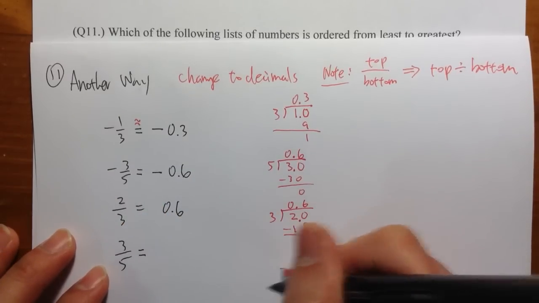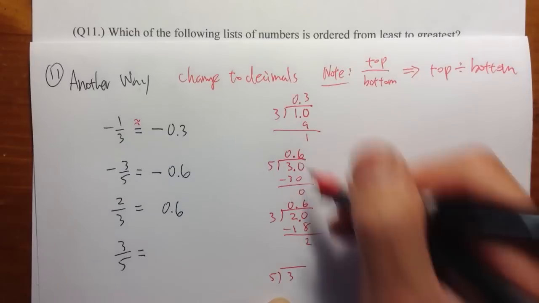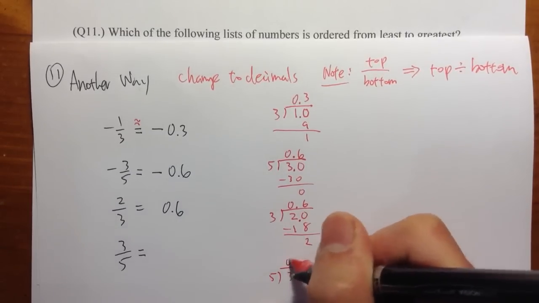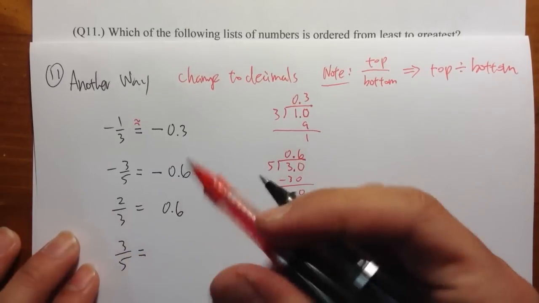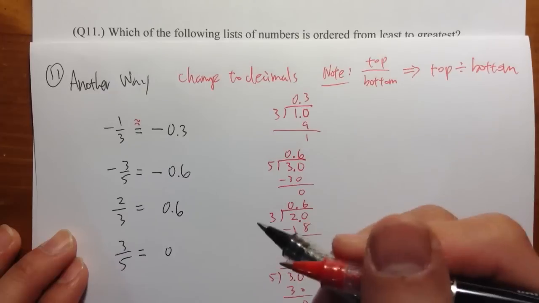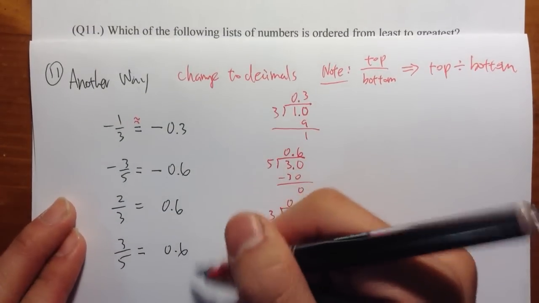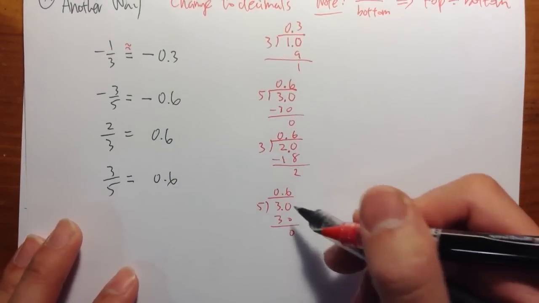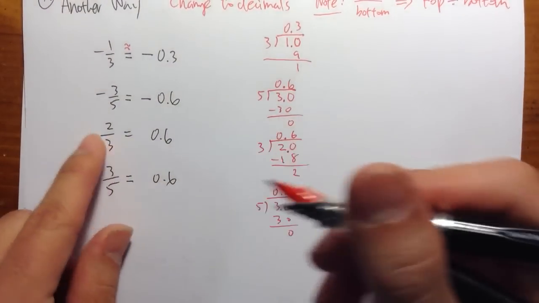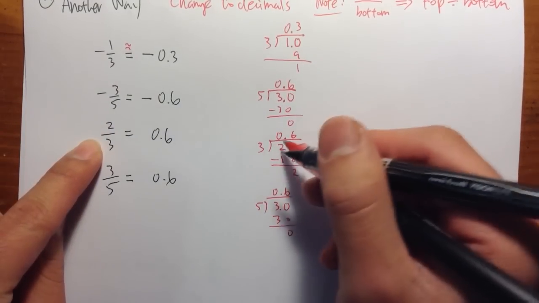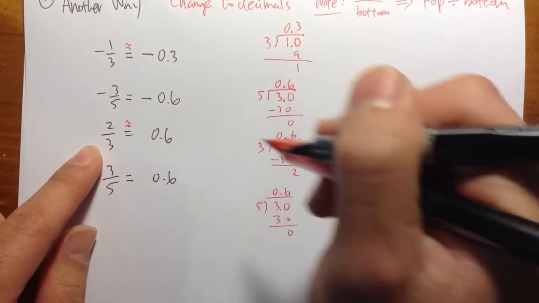Last one, 3 divided by 5. 3 inside, 5 outside, and that's exactly what we just did right here, but let's do it again anyway. 0.6, 30, subtract, 0. So positive 0.6. Notice that these two are the same at the moment, but 3/5 is exactly 0.6, while 2/3 is 0.6 with a remainder left over. So this is technically approximately 0.6.